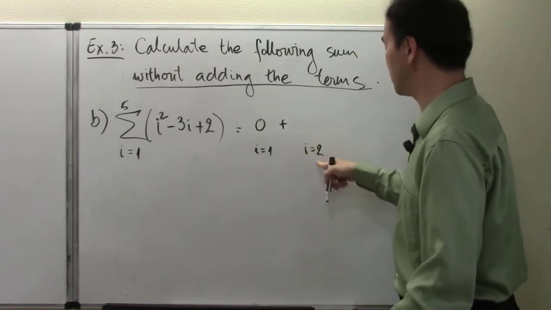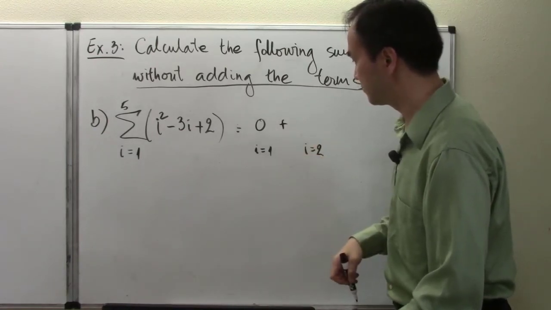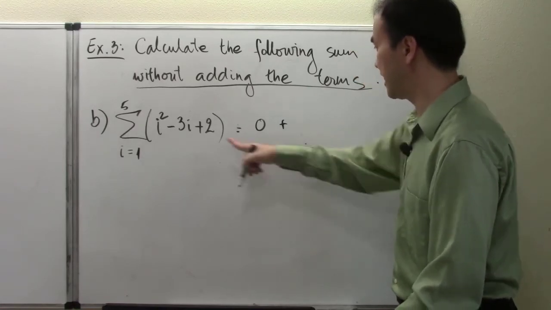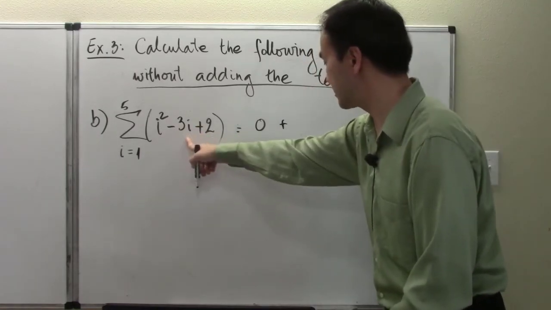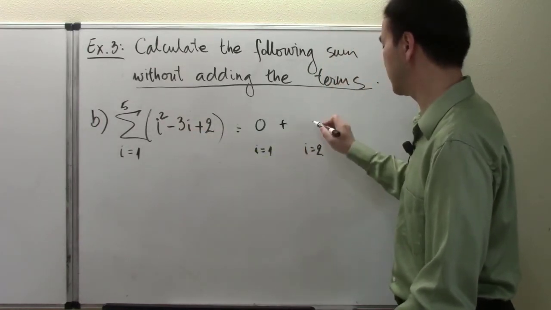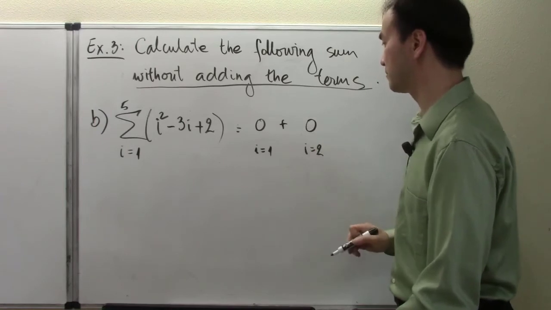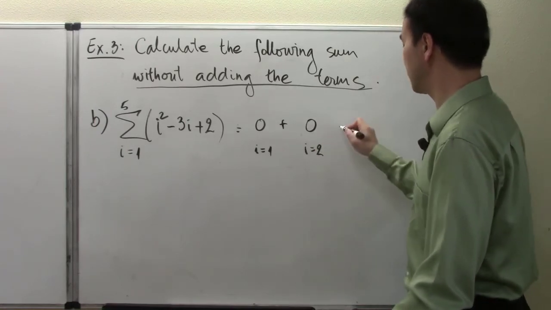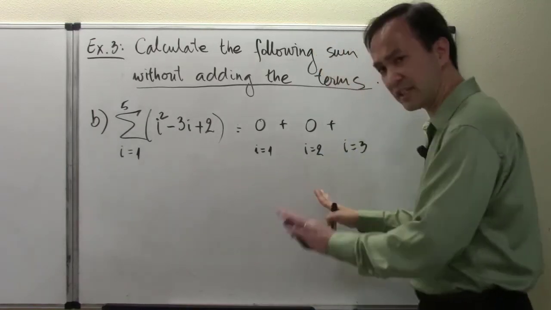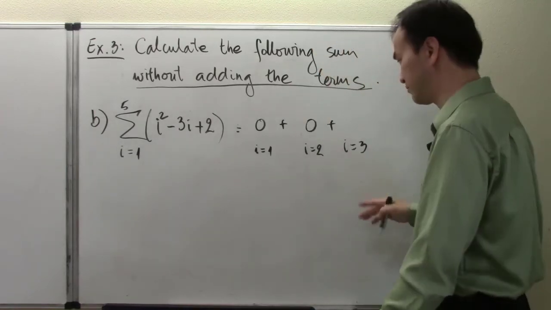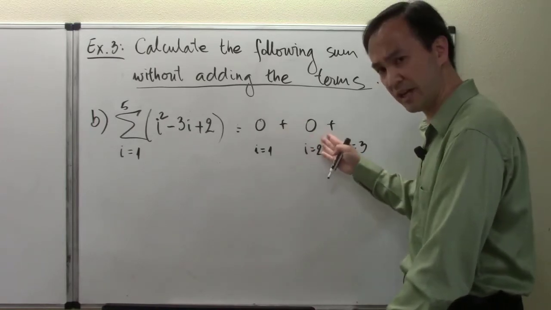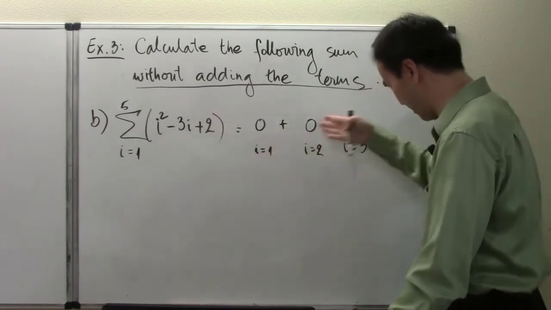And then when i equals 2, that makes it 4 minus 6, and then plus 2, that's another 0. But then when i equals 3, it also takes time to write down the terms. That's why I'm writing it down here just for you to understand that this work is optional, but this means we have a lengthy sum like that.